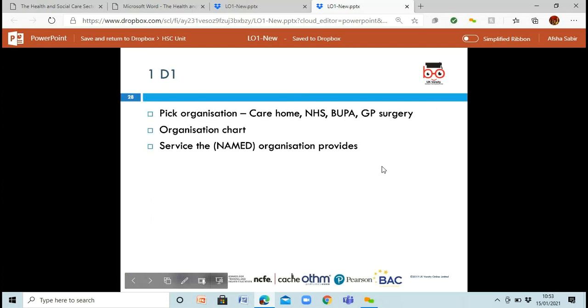And then over here, when we get onto the distinction question, what you will need to do, and I'll discuss this next Thursday in a lot of detail, is pick an organisation: a care home, the NHS, Bupa, a GP surgery. You'd put down an organisation chart, and then explain what services they provide and the history of this.